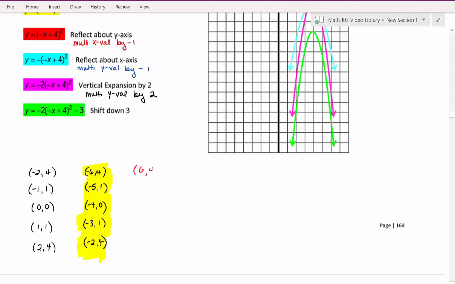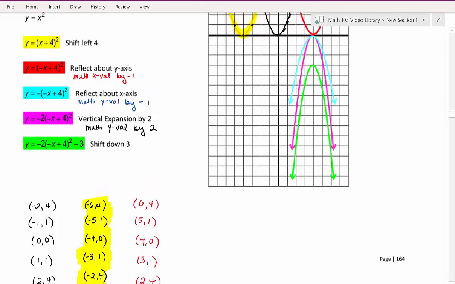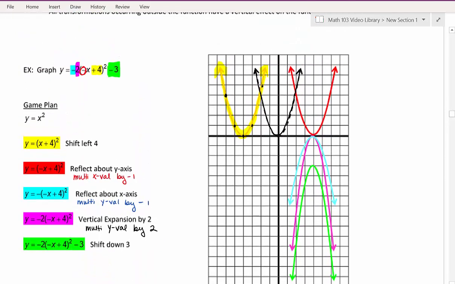It's going to be 6, 4, 5, 1, 4, 0, 3, 1, and 2, 4. We have our 5 points. Let's graph them. And then we draw in our graph. And you'll see that our yellow graph has been reflected about the y-axis. So everything that was on the left is now on the right.